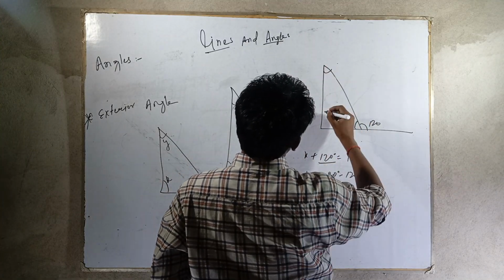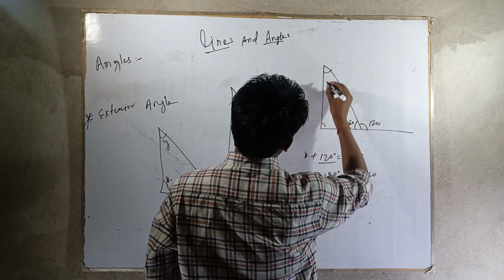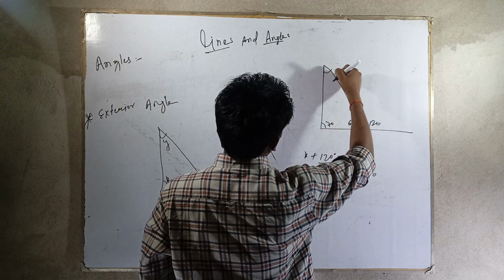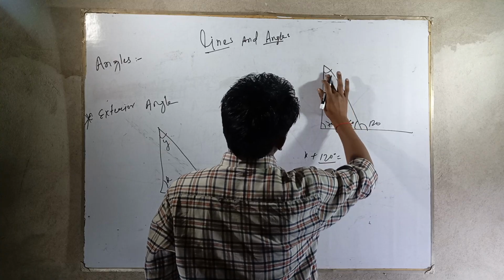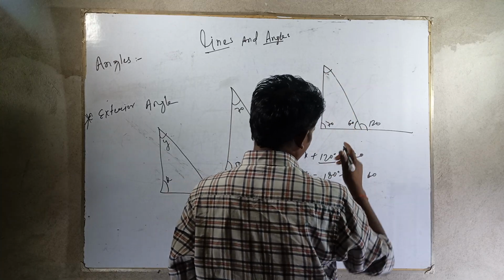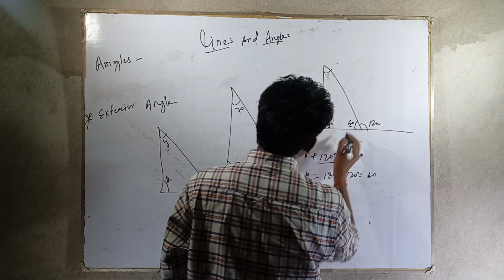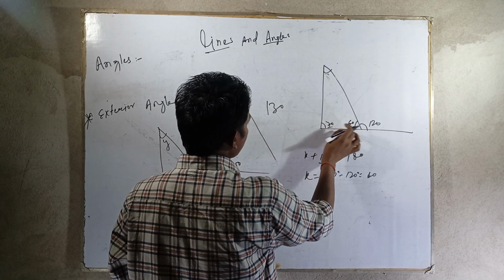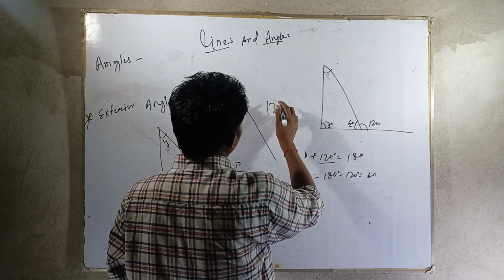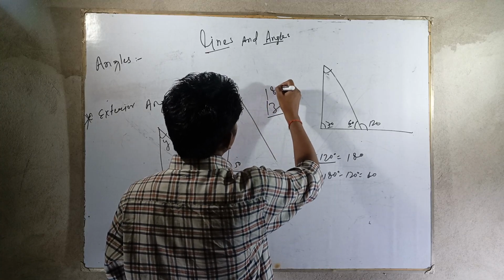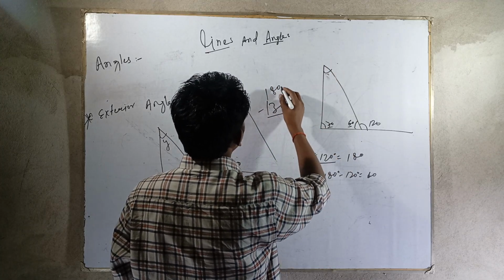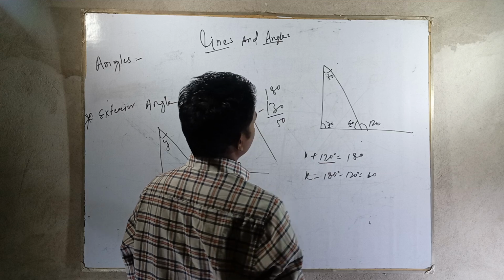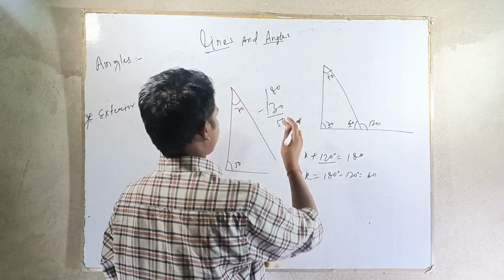Now also find the value of this one. Suppose its value is 70 degree, then what will be the value of this one? I know that its value is 60 and this is 70, so if I add both of them, it will be 130. I know the sum of all angles of a triangle equals 180, so if I subtract, its value is 50 degree. So it's clear.